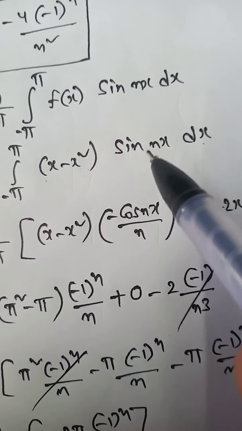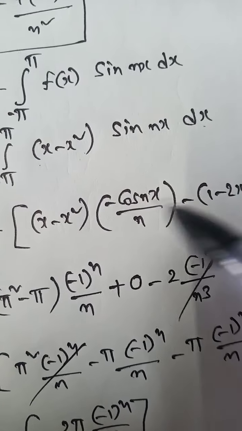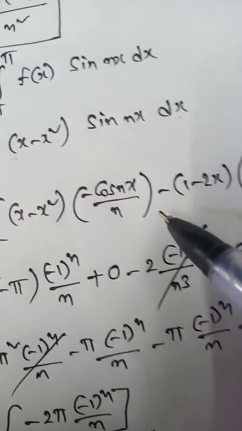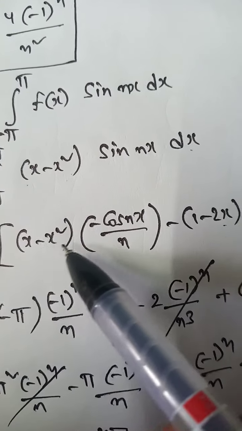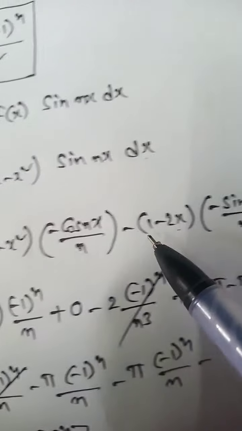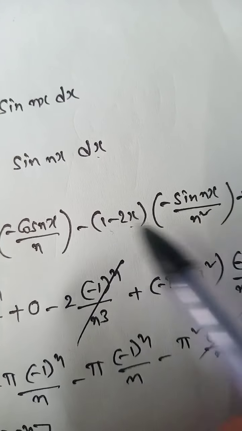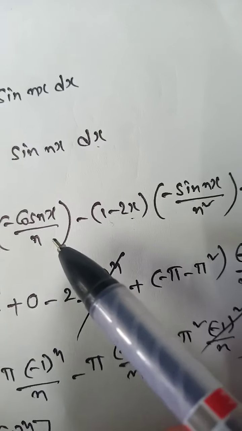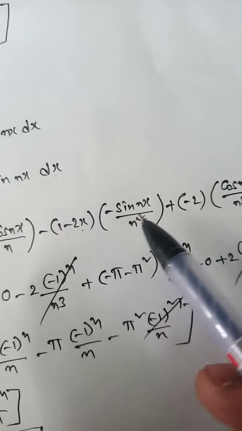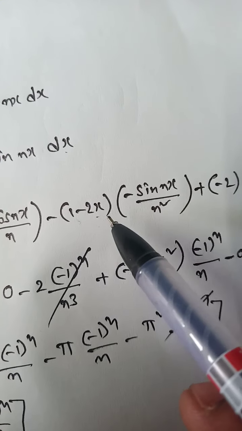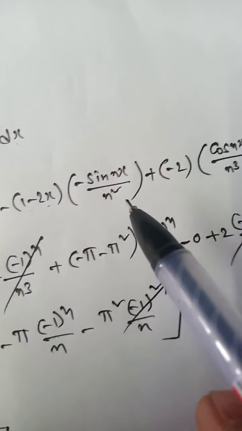First function x minus x square into second function integration minus cos nx by n, after plus what will we have? Minus, treat this one as first term, this one as second term. First term differentiation, what is the first term? X minus x square, x differentiation is 1, minus x square differentiation is minus 2x. Second term integration, minus we have cos nx integration sin nx by n into n square. After plus minus, after minus what will we have? Plus, treat this one as first term, treat this one as second term. First term differentiation, second term integration.